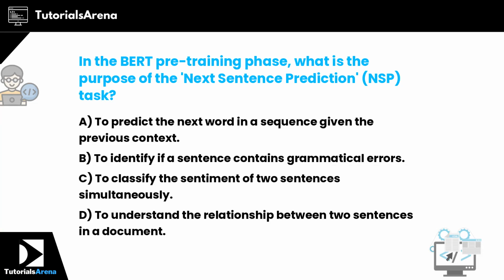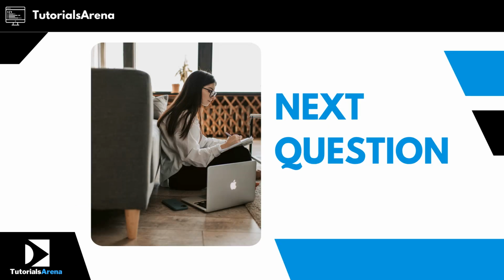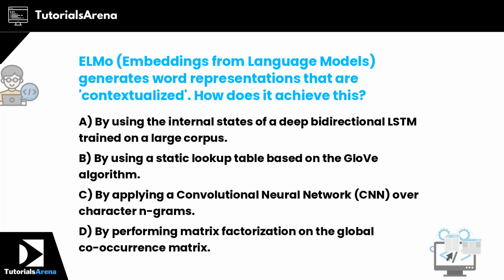In the BERT pre-training phase, what is the purpose of the next sentence prediction (NSP) task? The correct answer is option D, to understand the relationship between two sentences in a document. ELMo (embeddings from language models) generates word representations that are contextualized. How does it achieve this?